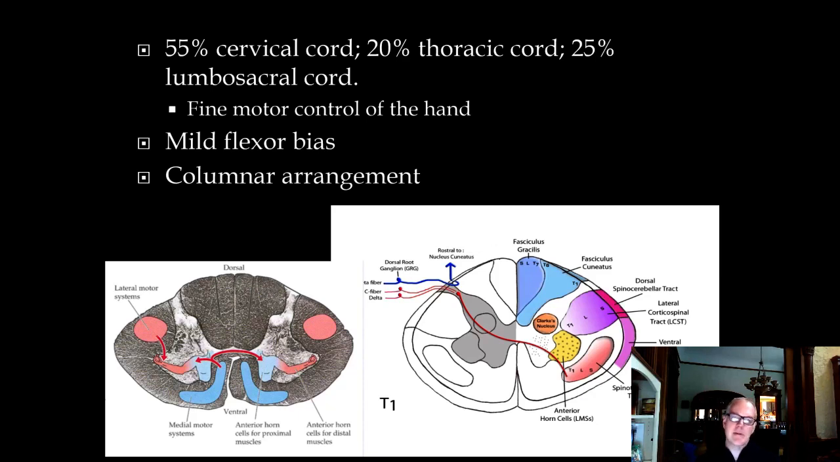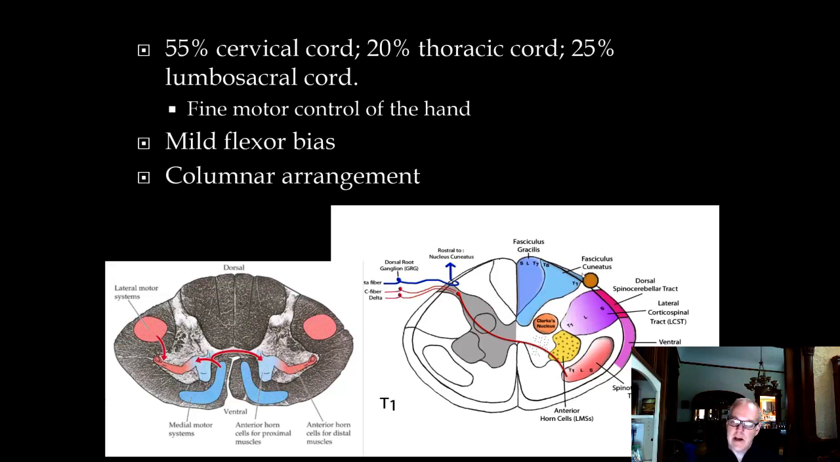Now, in actuality, it turns out that the lateral corticospinal tract has a bias here to supply the cervical cord. 55% of the fibers terminate on cervical cord anterior horn cells, only about 20% thoracic cord, 25% lumbosacral. And so the most significant function of the corticospinal tract is actually invested in the hand. And so here's the lateral motor system here. So we've got our lateral corticospinal tract. And so a lot of this is going to anterior horn cells here that will supply your arm and hand. Okay. It has what we call a mild flexor bias, which just indicates there's a bit more supply to the flexor rather than the extensor muscles.